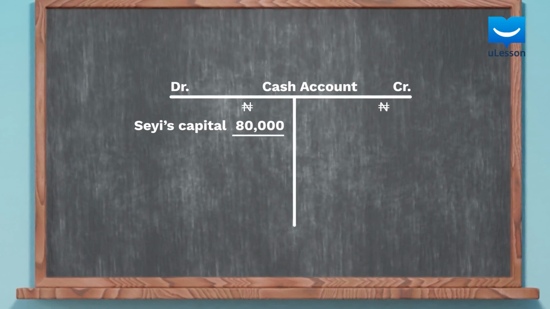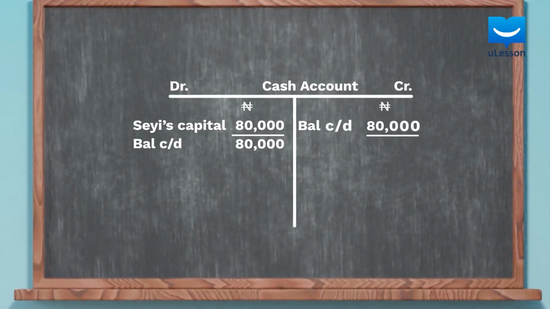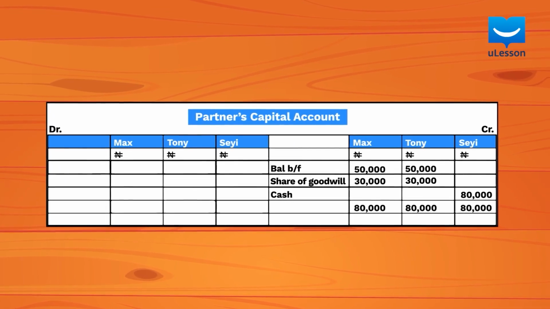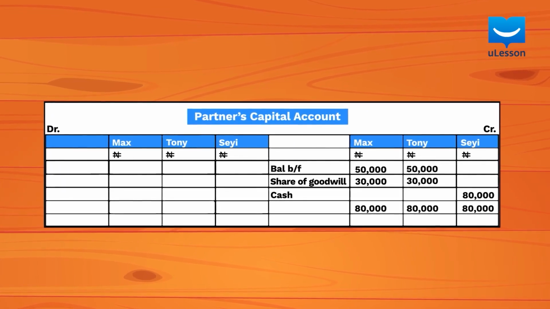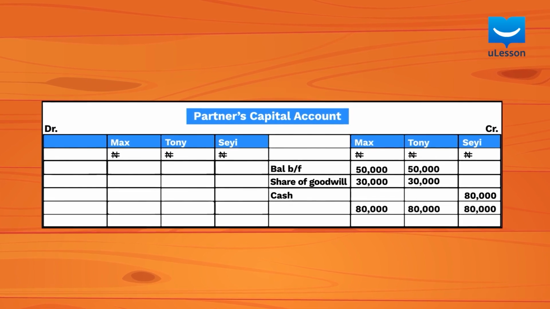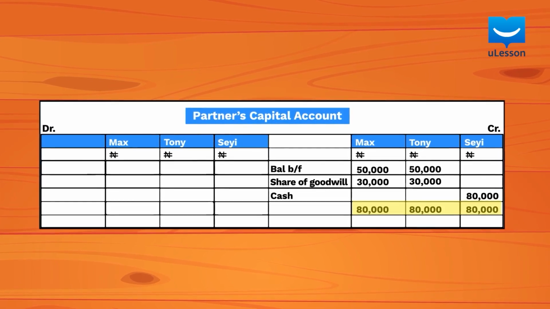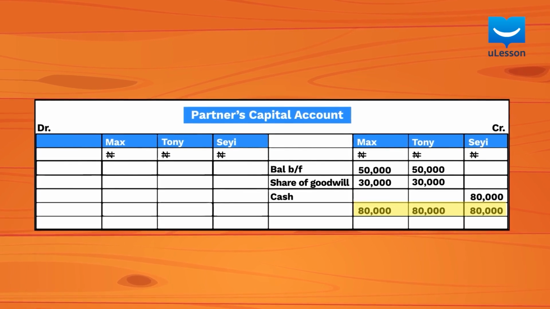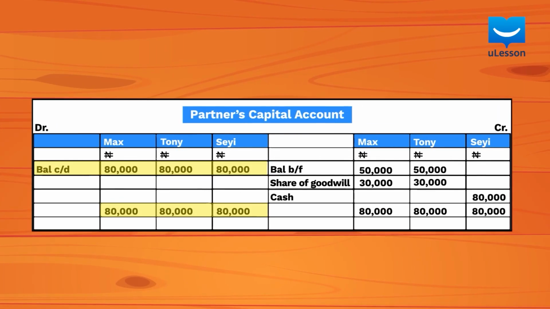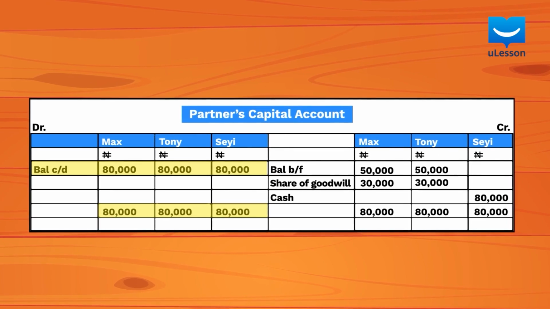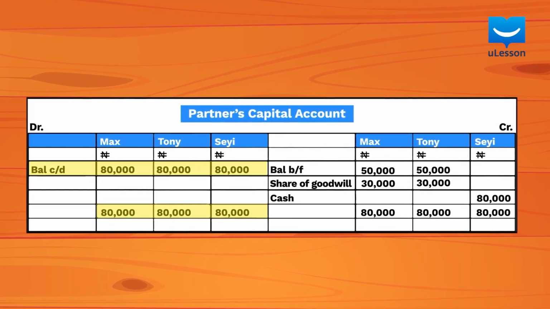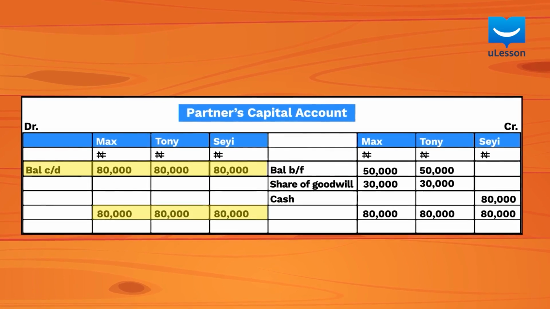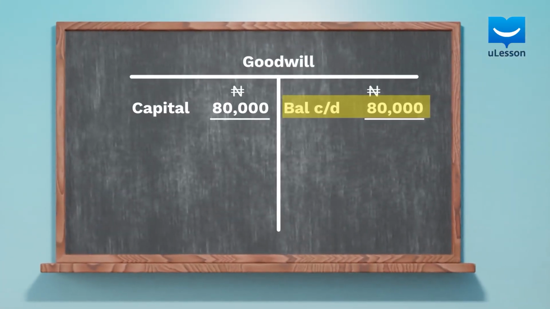The cash account will have a closing balance of 80,000 naira. The total on the partners' accounts will be added in their respective columns. Max will therefore have a total capital balance of 80,000 naira on the credit side. So will Tony and Sheyi, who just joined. The balance carried down on the debit side will be the same values on the credit side, as there was no debit entry to the capital accounts. We can also close off the goodwill accounts.